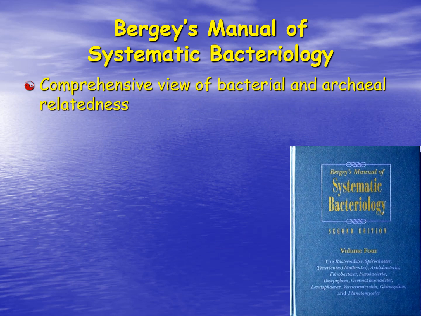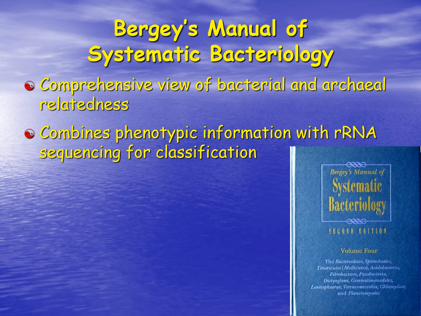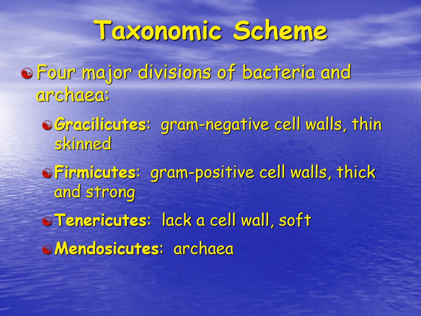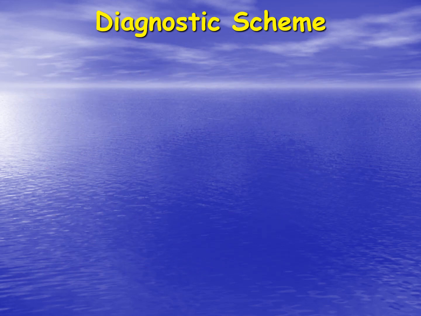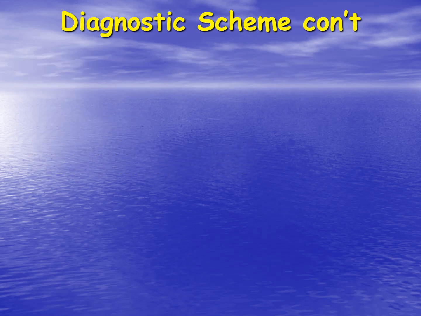And then Bergey's Manual of Systematic Bacteriology is a comprehensive view of bacterial and archaeal relatedness. This actually combines phenotypic information with the ribosomal RNA sequencing for classification of these organisms, and it's actually now available online. Those three: the gram-negative, gram-positive, bacteria without cell walls, and then the archaea.